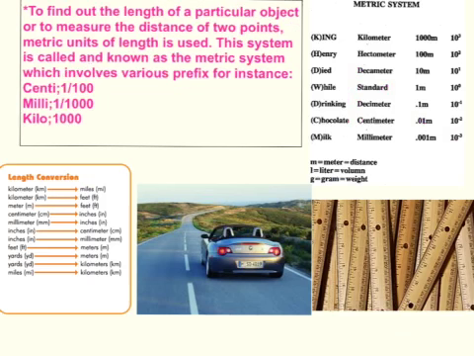To find out the length of a particular object or to measure the distance of 2 points, metrical units of length is used. This system is called and known as the metrical system, which is also used by the scientist. Furthermore, it involves various prefixes, for instance, centi, 100th, milli, 1000th, kilo, 1000.